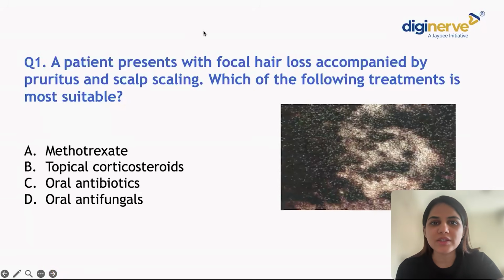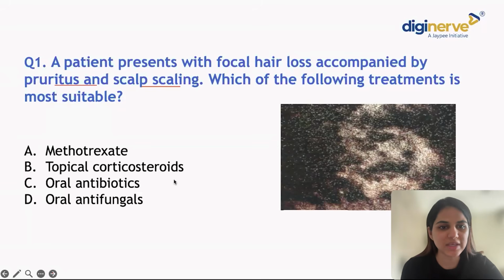A patient presents with focal hair loss accompanied with pruritus and scaling. So here, pruritus and scalp scaling are the main cues, and these two symptoms point towards a fungal infection of the scalp. And therefore, it rules out the top three options for us, and the right answer being oral antifungals here. Moving on to the next question.